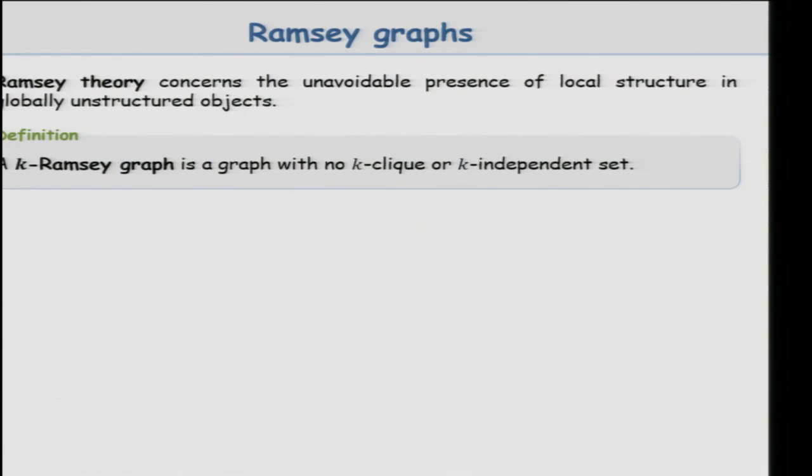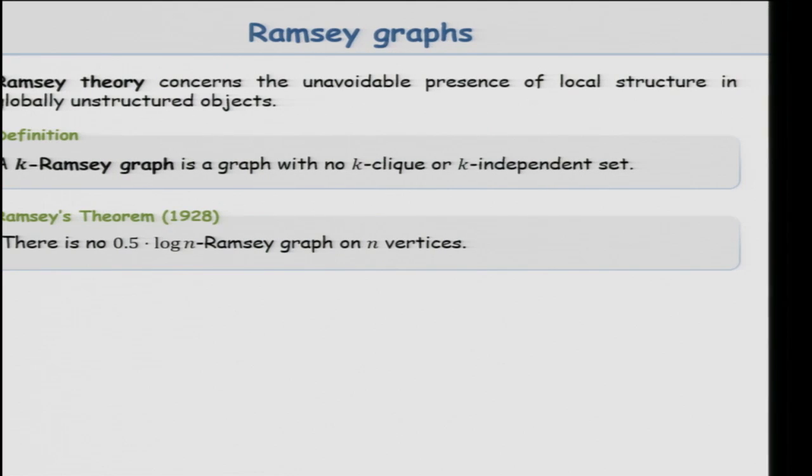So in this talk, a graph will be an undirected graph. And we say that a graph is k Ramsey, k is some integer, if it has no k clique and no k independent set in it. It avoids this. So in this case, the fact that this is a general graph is the global structure, the global unstructured object. And the structure that we are interested in not having is being monochromatic, being either a clique or independent set.